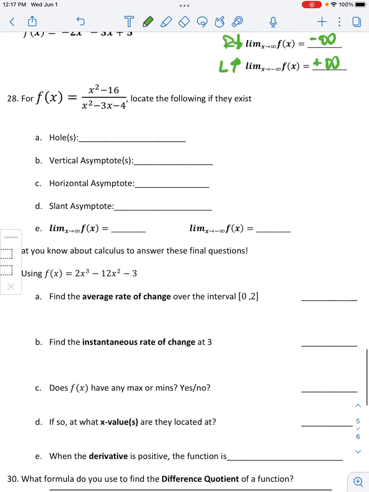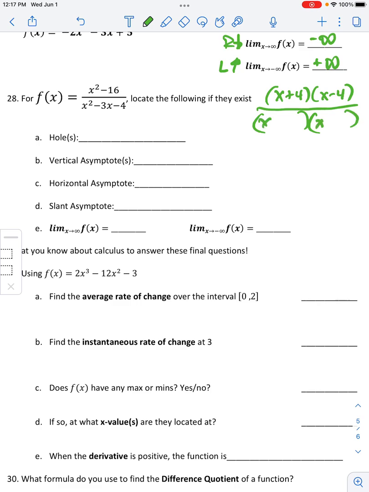Alrighty, this is going to be where I factor the top, because that's difference of squares. Now, if you're still struggling with factoring, I don't know what else to tell you. And on the bottom, I got to factor that. And then I cancel. Any canceled factors, whatever would make that 0. And these would be 0 when x equals 4, because 4 minus 4 would be 0.